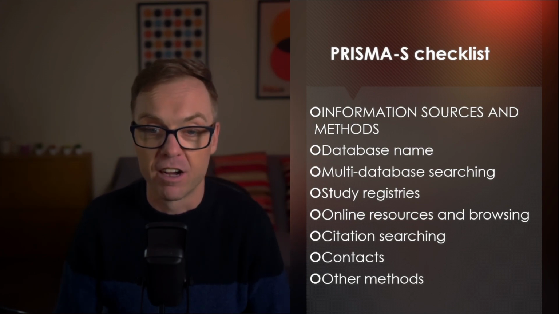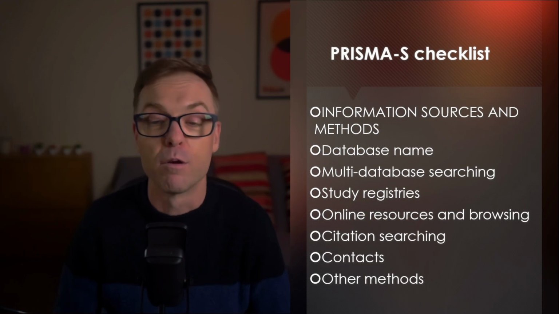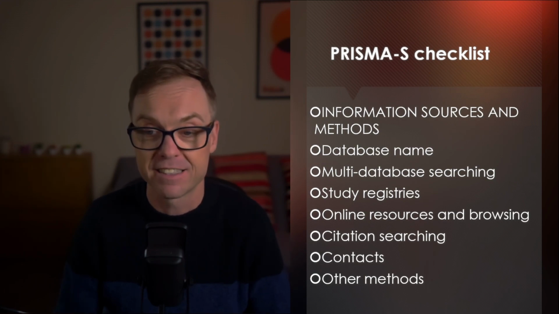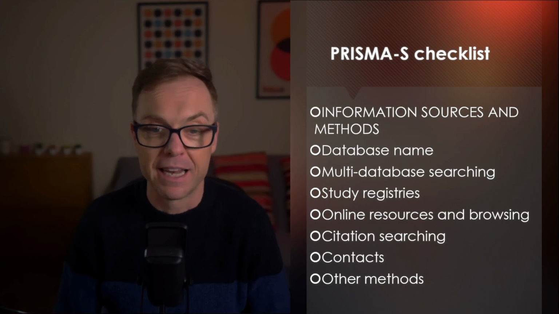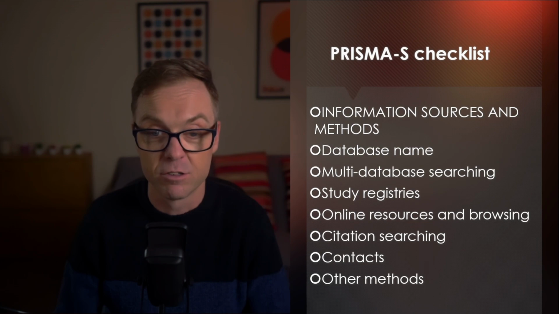We have to describe any study registries that we've made use of. So in the case of the search that I was using, I was making use of the tagging done by the Cochrane Airways group. We need to be clear about any browsing that we've done. So if there's any online resources that we've used, we need to be clear about that. That's not really going to be something we're going to do in this course.